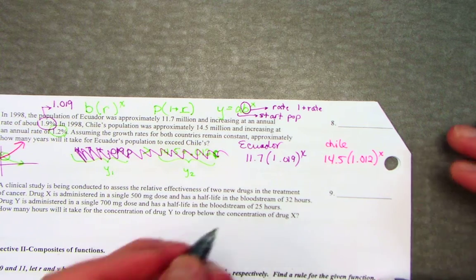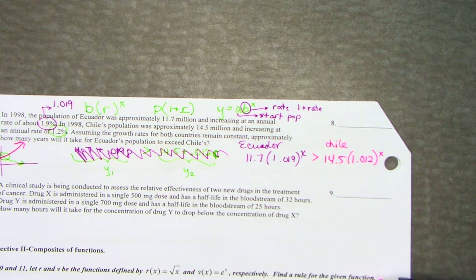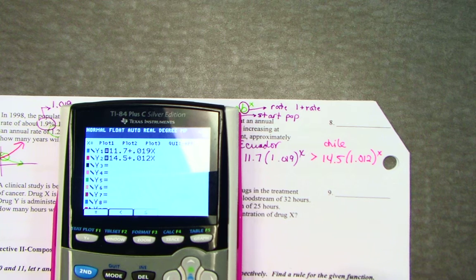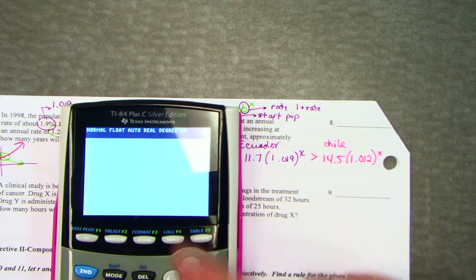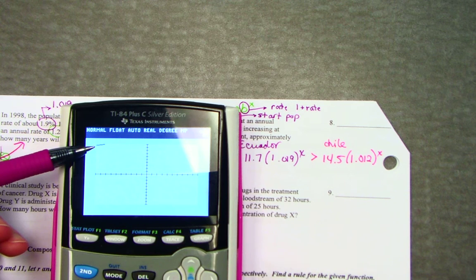And now we're looking for when Ecuador gets to be more than Chile. That's going to look a little better. We're looking for our exponential growth, so we should be seeing some nice upward sloping curves on our graph. I start with a zoom 6. We see something just in the teeny tiniest corner.